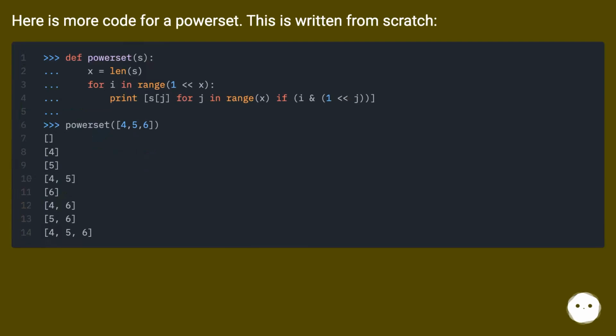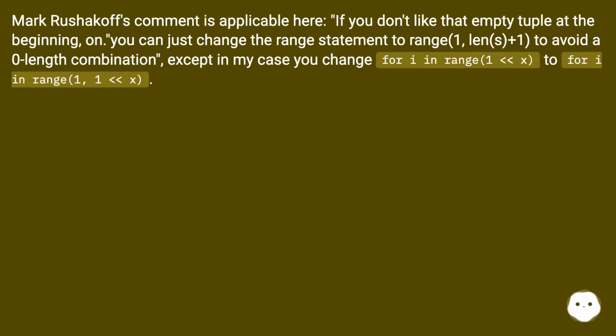Here is more code for a powerset. This is written from scratch. Mark Rushakoff's comment is applicable here. If you don't like the empty tuple at the beginning, you can just change the range statement to range(1, len(s)+1) to avoid a zero length combination, except in my case you change for i in range(1, x) to for i in range(1, 1, x).